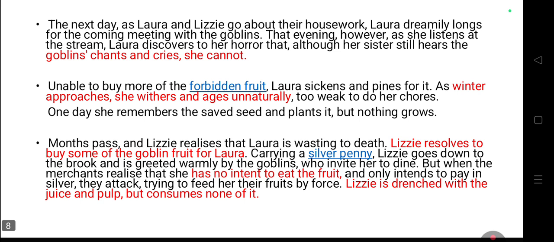So their only intention was to make Lizzie eat their fruits. And when she does not accept that, when she does not affirm that, they forcefully try to make her eat. And this is how Lizzie is drenched with the juice and pulp but consumes none of it. Yeah, this may remind you of a kind of scene of rape.